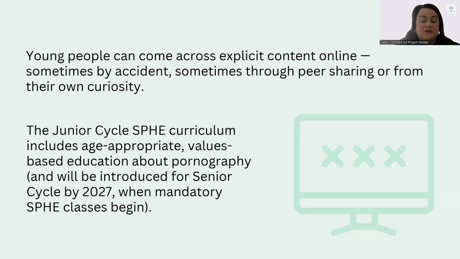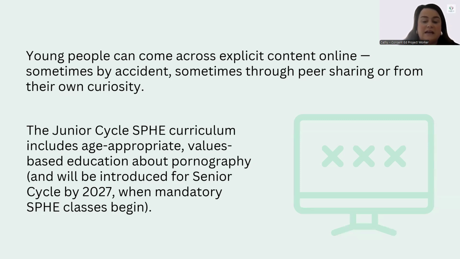As parents, it's understandable to feel concerned about the content that your child might come across online. Undoubtedly, even with the best intentions, boundaries and rules, children may accidentally stumble across or be sent inappropriate materials, which sometimes they didn't go looking for. The junior cycle SPHE curriculum introduces age appropriate, value based education around pornography and will be introduced in senior cycle by 2027 when the mandatory SPHE classes begin.